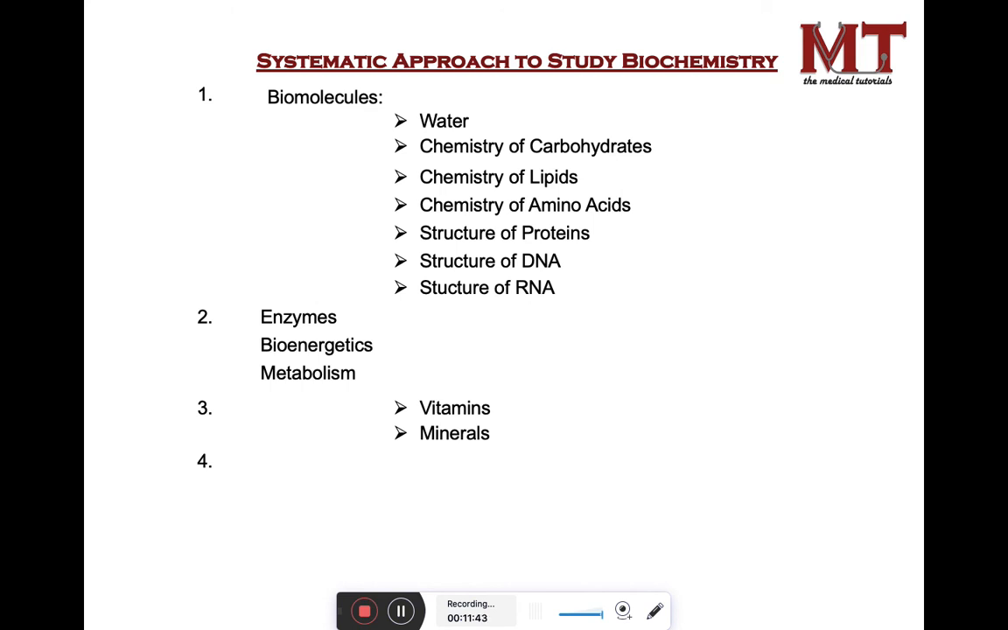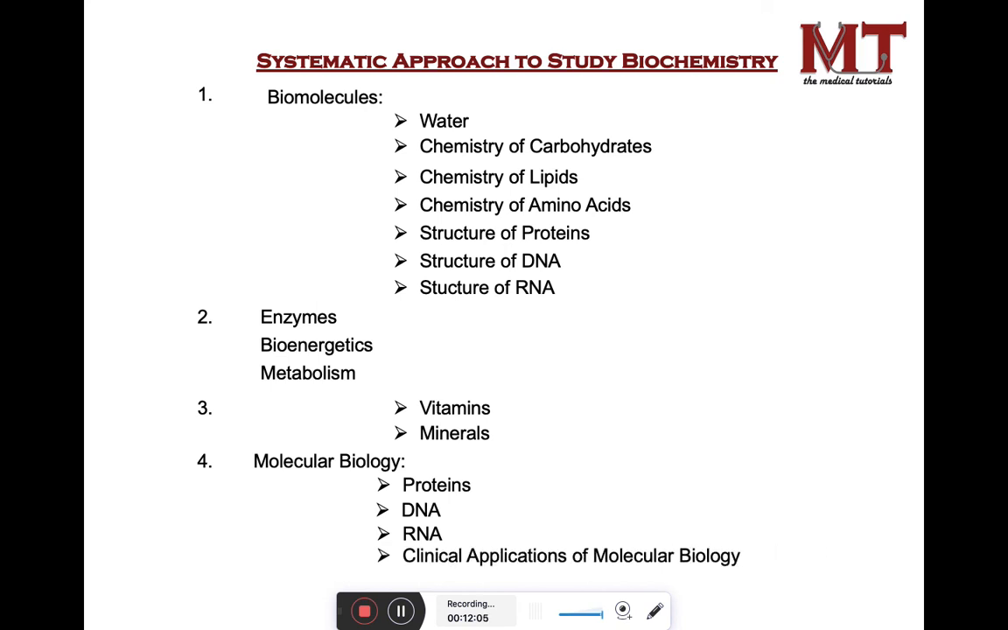After that, after having acquired a good knowledge of the whole metabolism and the chemistry and the structure of the various biomolecules, then we go to study the molecular biology, that is the structure and function of protein, the structure and function of DNA, the structure and function of RNA. And last but not the least, the application of molecular biology, that is the biotechnology. This is how we study the biochemistry in a systematic way.